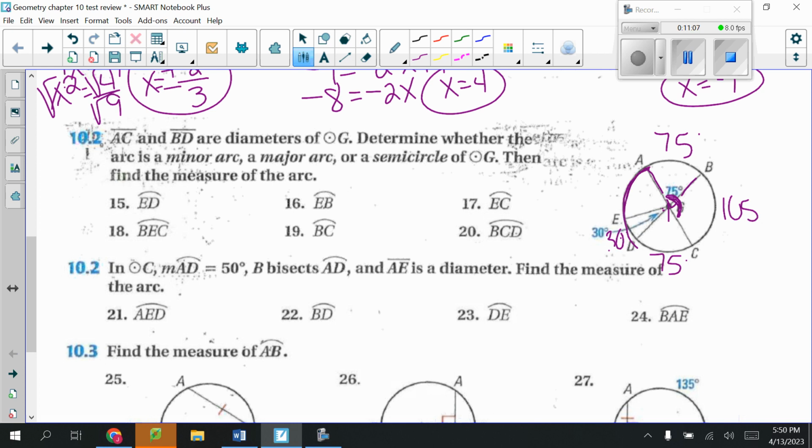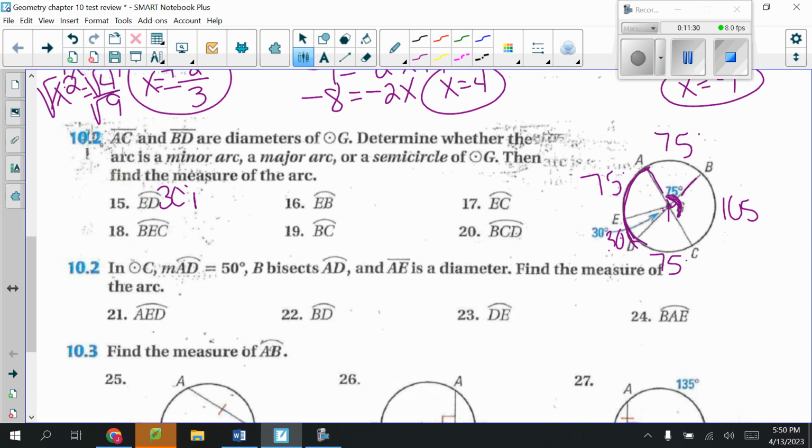This whole arc over here would also be 105, but since I already know part of it is 30, I have to do 105 minus 30, and I find that this arc is 75. So now that I have all of those labeled, it's easy to come over here and answer the question. So arc ED, we just found, was 30 degrees.